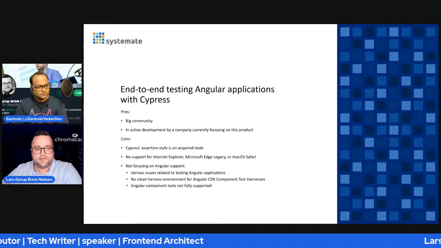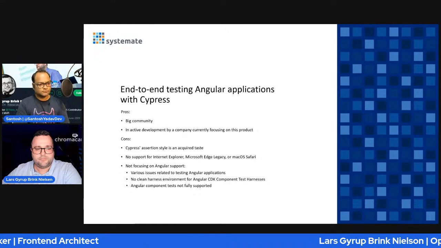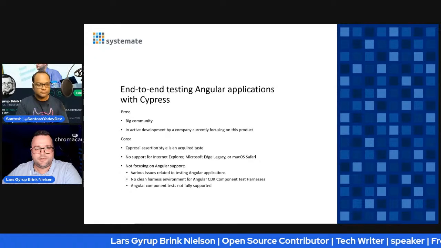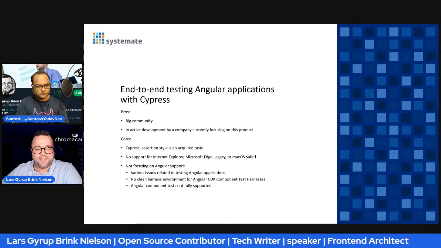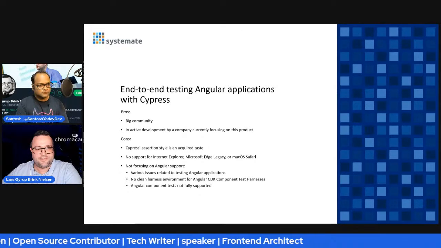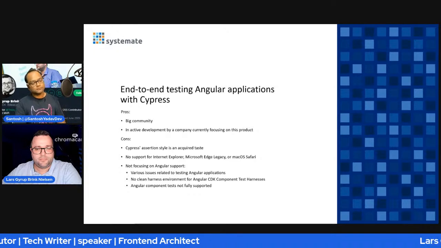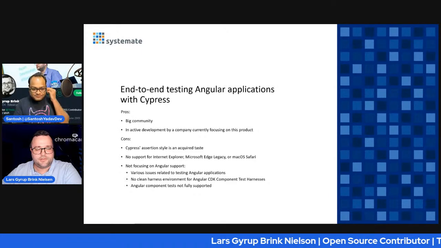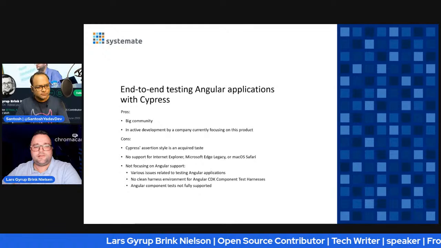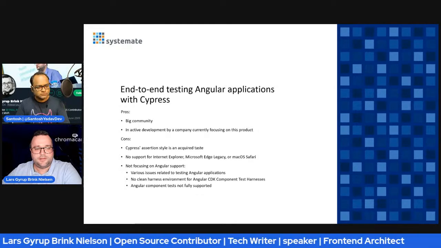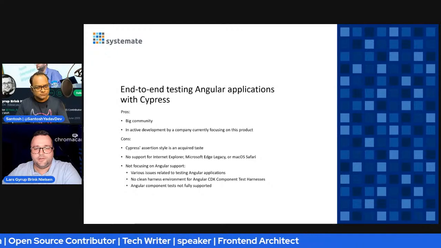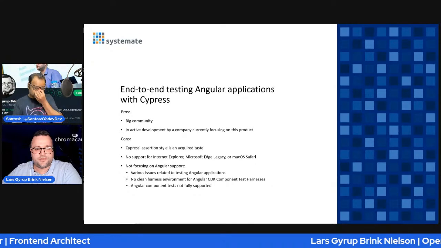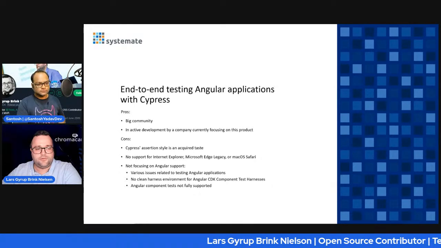It doesn't have a clean harness environment for Angular CDK. I know Eunice has built one, but it's very different from using it with Protractor. So maybe the CDK component test harness environment needs to be redesigned, or Cypress needs to step up and make a better implementation with Eunice. Angular component tests are not fully supported yet. They have added component testing as a feature, but they have focused on React, not Angular for that, as far as I'm aware. So there's not big focus on Angular because it supports other frameworks like React and Vue and everything else as well.